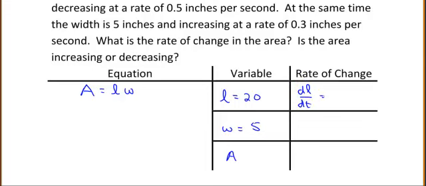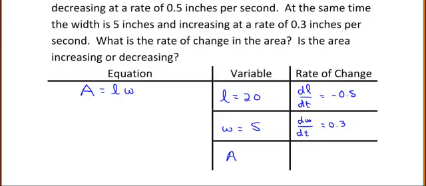Okay, and dL/dt is negative 0.5 inches per second. The rate at which the width is changing is dW/dt, and that's 0.3 inches per second. Notice this is positive because the width is increasing. dL/dt is negative because the length is decreasing.